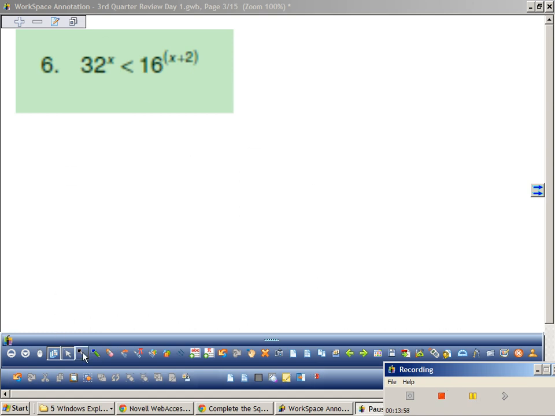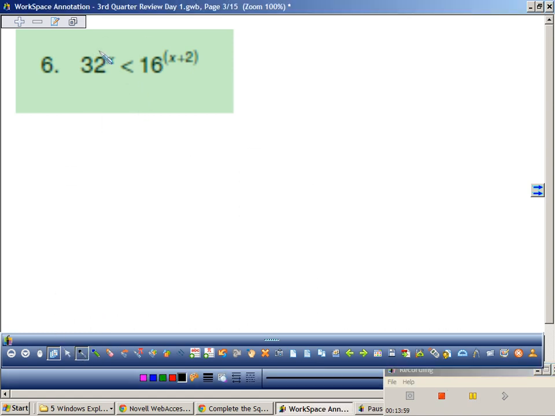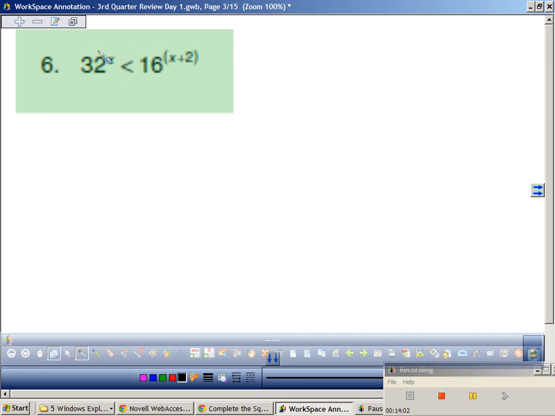Okay, let's do number 6 on the green. Okay. Do you see anything that these have in common other than the x? 2. I can change 32 into a 2 by saying what? 2 to the what?